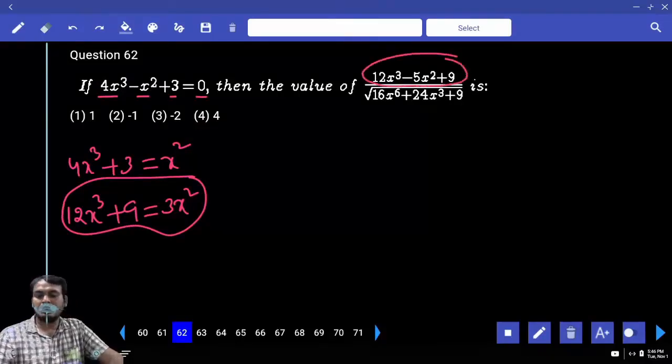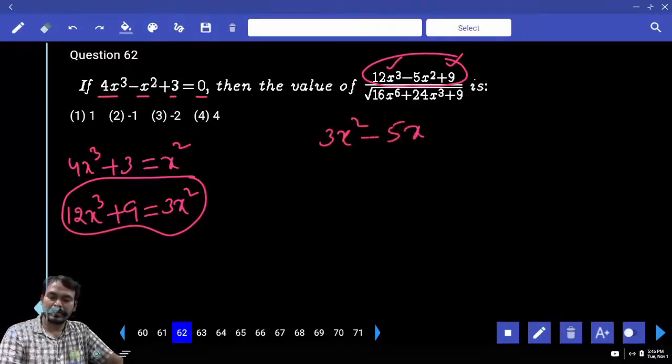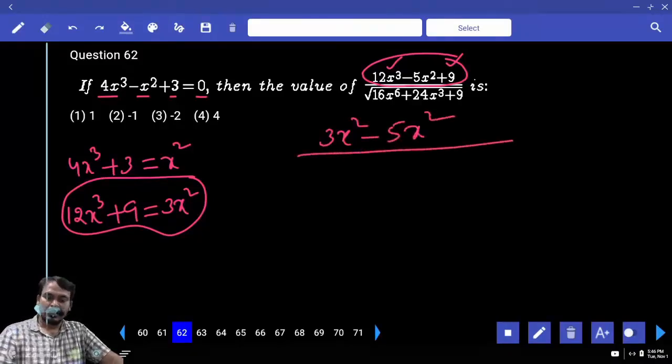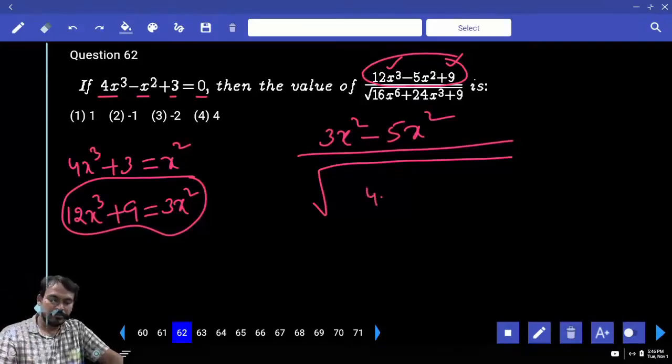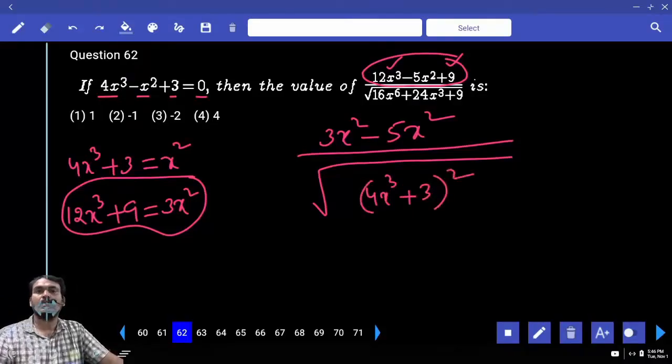What is the numerator? 12x cube minus 5x square plus 9. In place of 12x cube plus 9, we write 3x square. The numerator we are getting is 3x square minus 5x square. What is the denominator? Square root of 16x power 6 plus 24x cube plus 9. This one we write as (4x cube plus 3) square or not? 4x cube plus 3 power 2 means (a plus b) whole square.